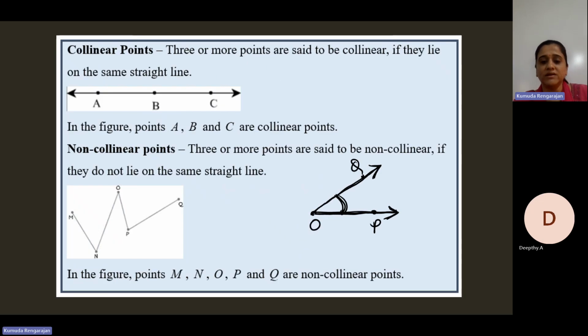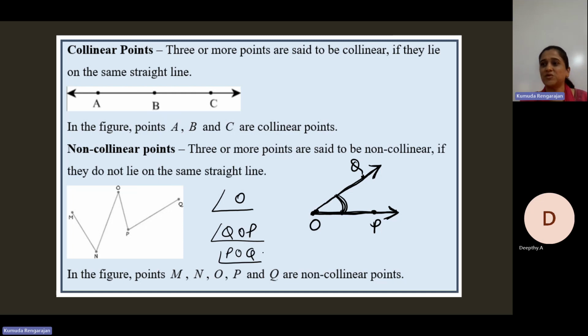Now this point O is called the vertex of the angle. Okay. And how do you name this angle? You call it angle O, because the angle is always formed at the vertex. So you can call it angle O. Or if you want to name it using 3 letters, it is angle QOP or angle POQ.